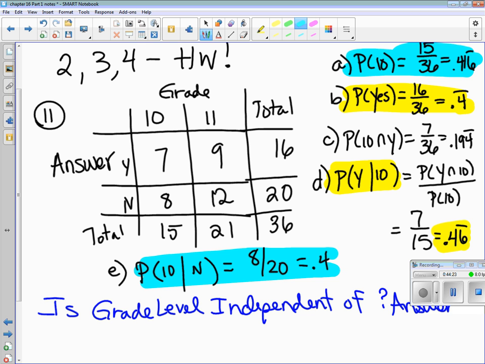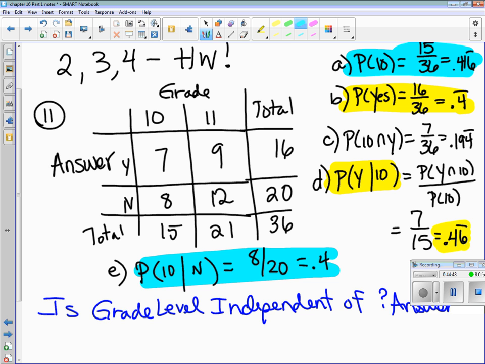Now, you could say that 0.4 does not equal 0.416 repeating and say they're dependent. And I would still accept it. Because all I'm looking for is, are you comparing the right two things, and do you know that they're supposed to equal each other to be independent, and they're not equal to each other to be dependent? So it's kind of like back up your argument with your explanation. Just answering yes is not enough.